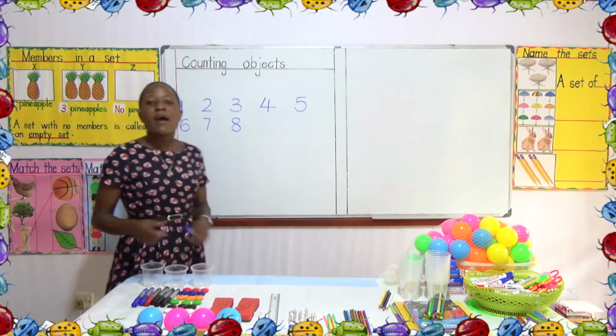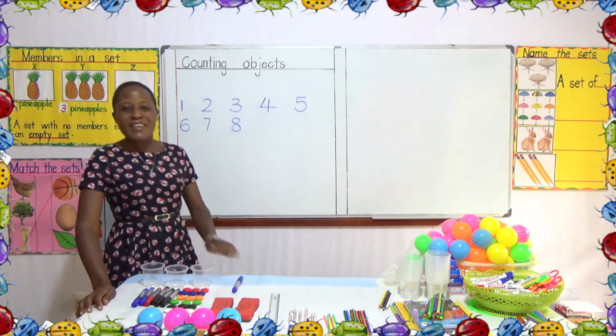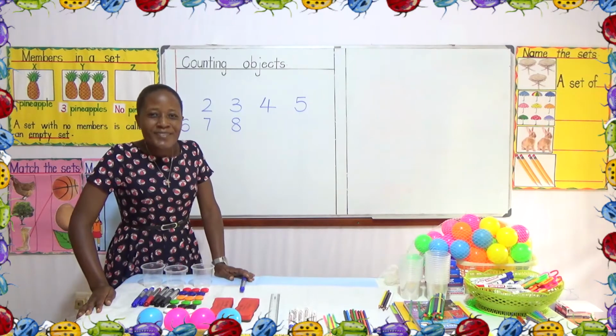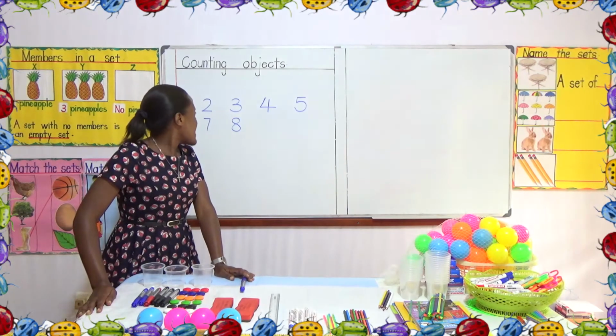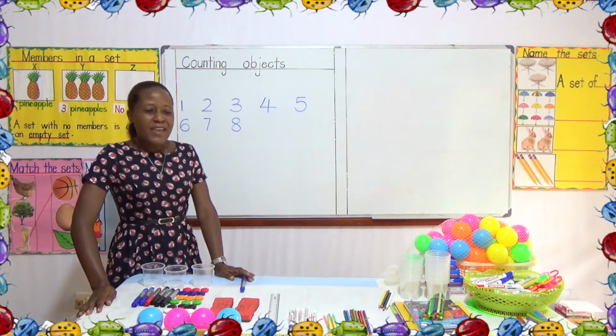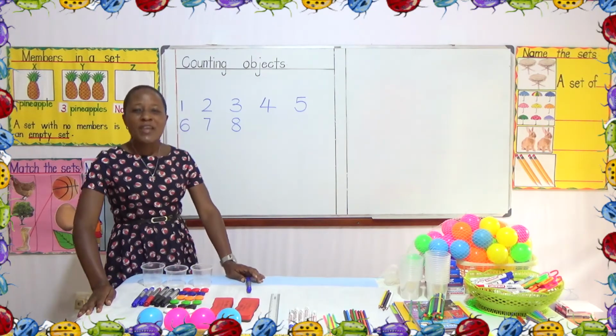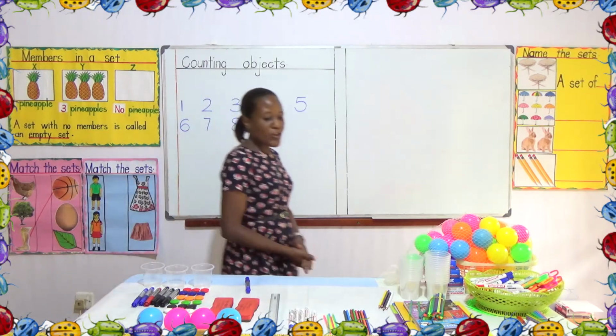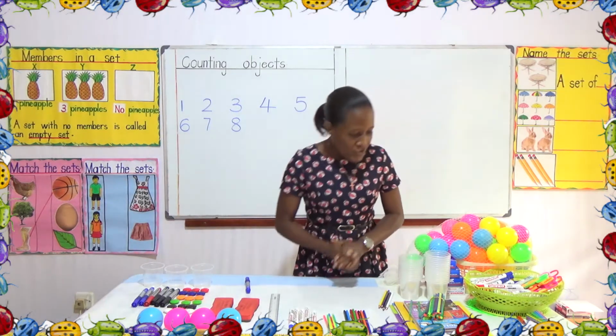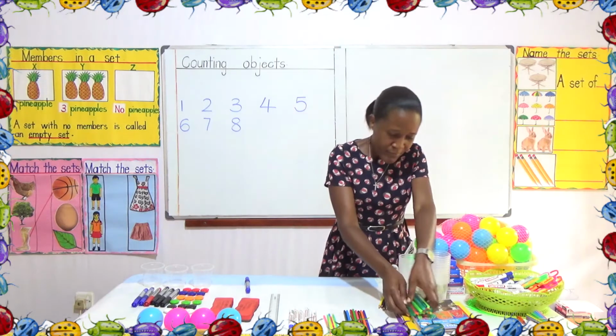That is number 8. What is the next number? Yes, I can see. The next number is 9. And let's count 9 objects together. What should we count now?